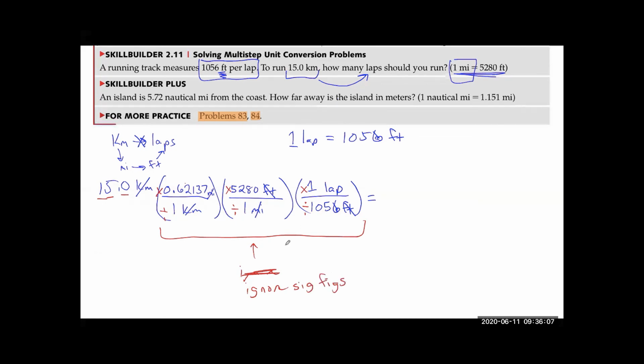You ignore the sig figs for your conversion factor. You just use your data here. So 3 sig figs, when I plug and chug this, it gives like 46.60 and some other numbers. And so 3 sig figs, 46.6.